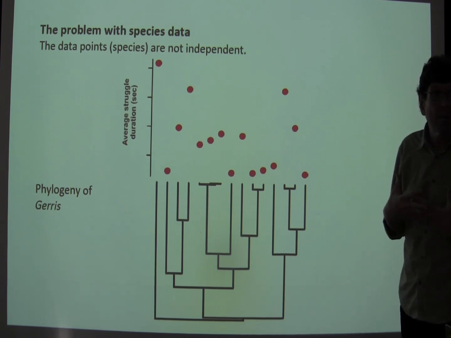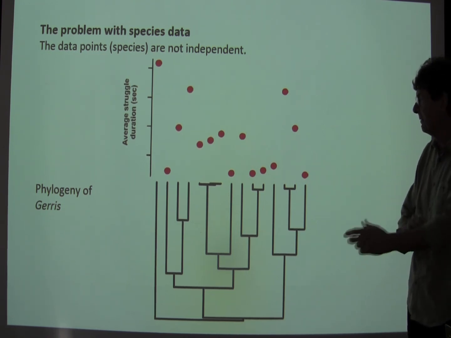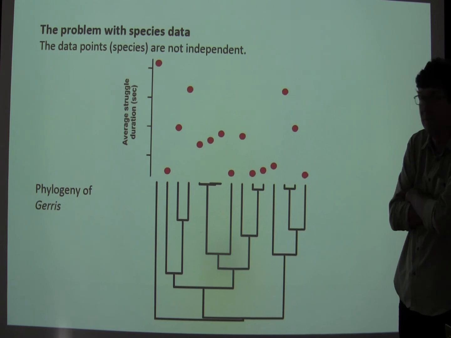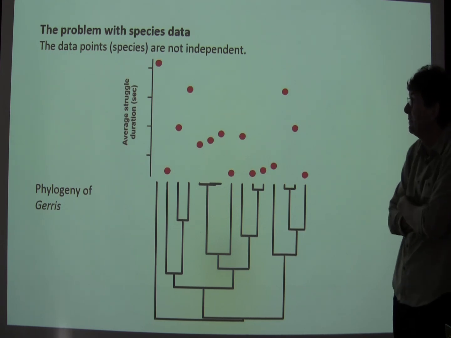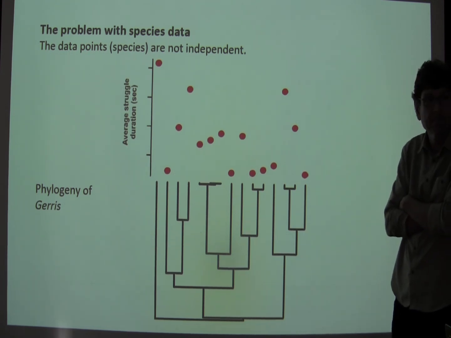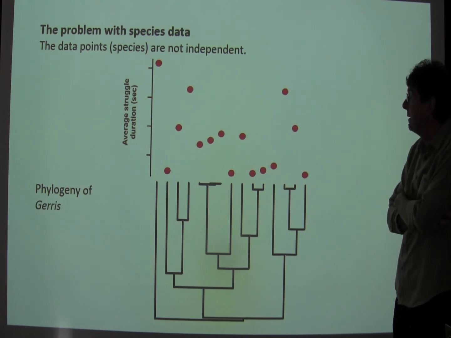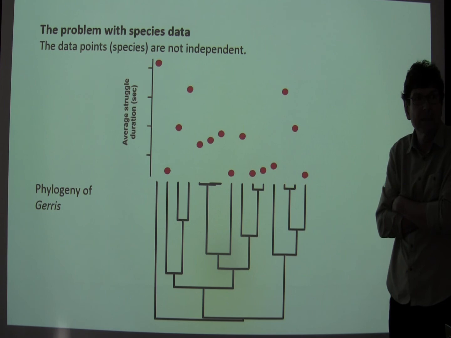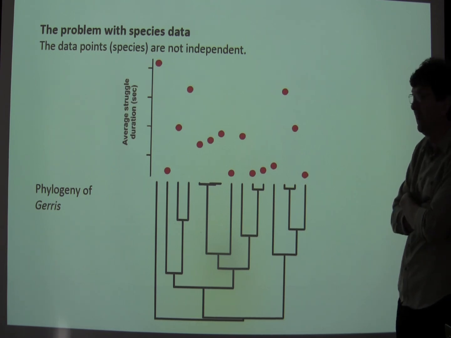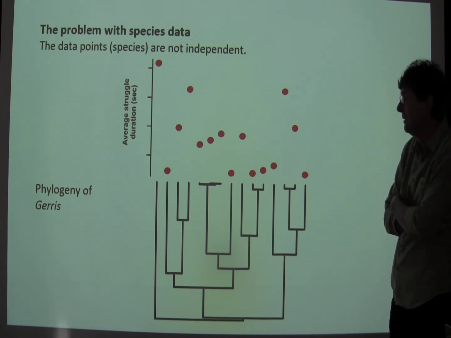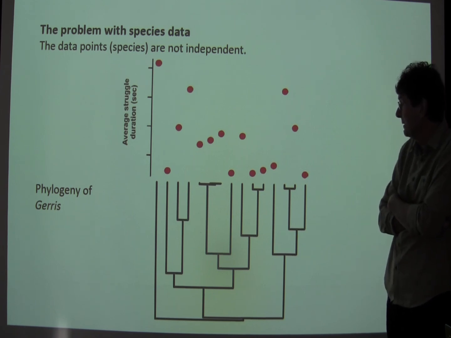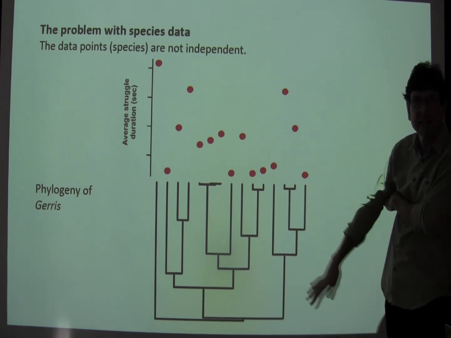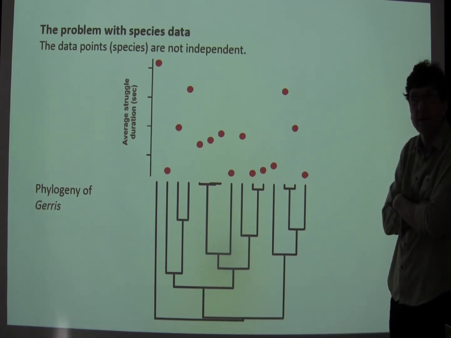But species data have a problem that we haven't encountered with any other kind of data that we've analyzed so far in this course. And that is that species are not independent. And what I mean by that is that they're not sort of randomly sampled from some underlying common distribution. And the reason for that is that species are related to varying degrees by phylogeny.